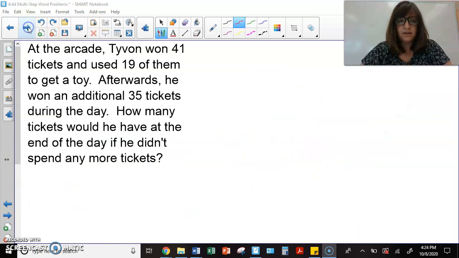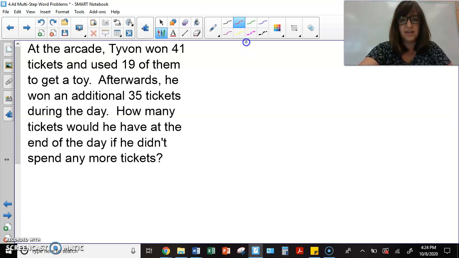Let's try another one. So at the arcade, Tyvon won 41 tickets and he used 19 of them to get a toy. Afterwards, he won an additional 35 tickets during the day. How many tickets would he have at the end of the day if he didn't spend any more tickets?